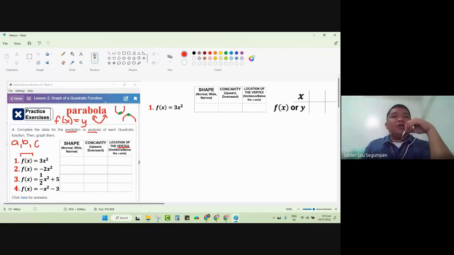Before that, again, let's go to prediction or analysis. For the shape of the parabola, we are going to use the a coefficient.